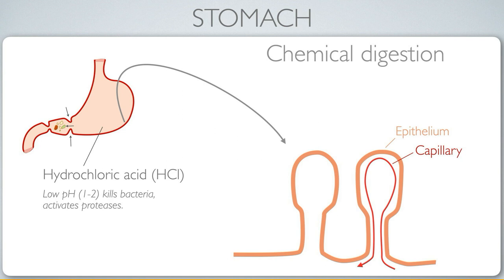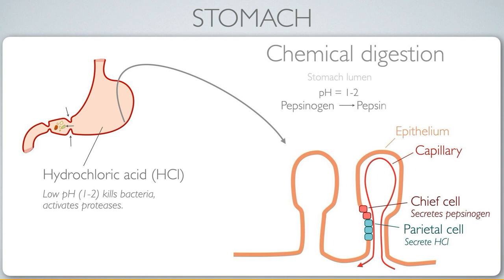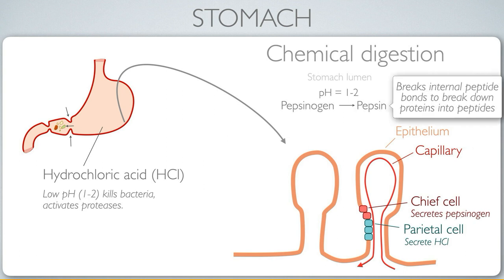There are 3 types of cells within the epithelium that are important for this function of chemical digestion. The first are the cells that are responsible for secreting the hydrochloric acid. Those are called parietal cells, and they are responsible for that low pH environment. The second type of cell I want to point out, they're called chief cells, and they secrete pepsinogen. Now, pepsinogen is a protease, but it's in its benign form. It's not until it's converted into pepsin that it will break down proteins.